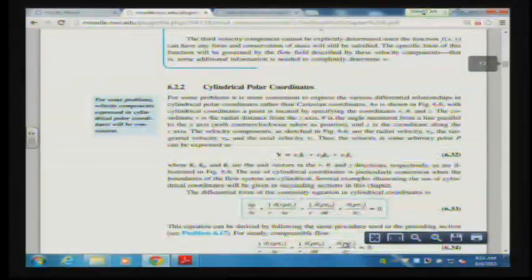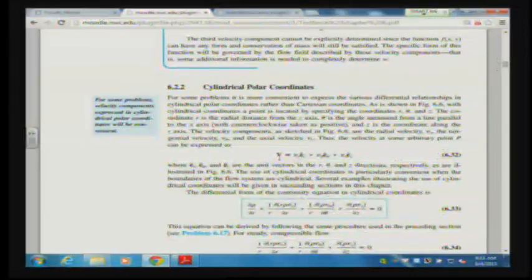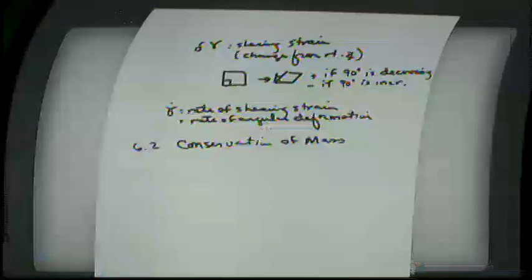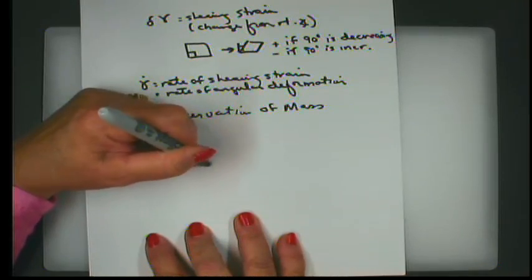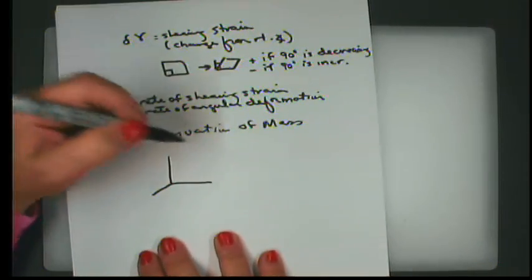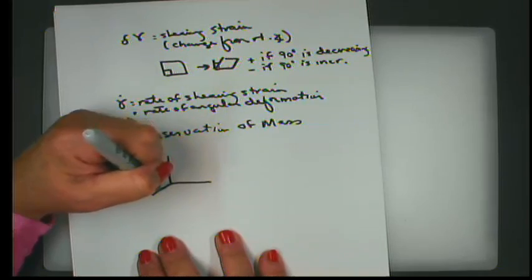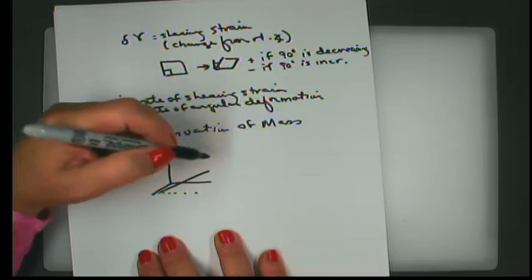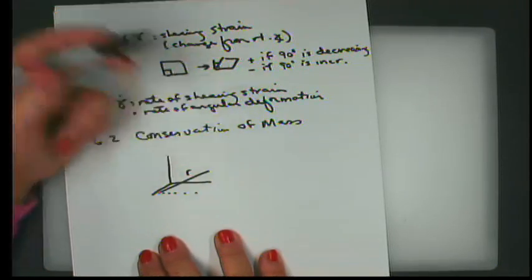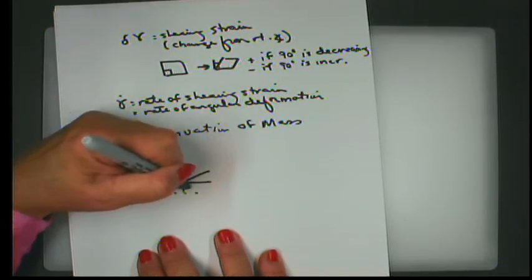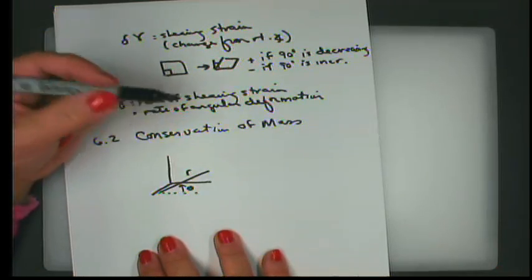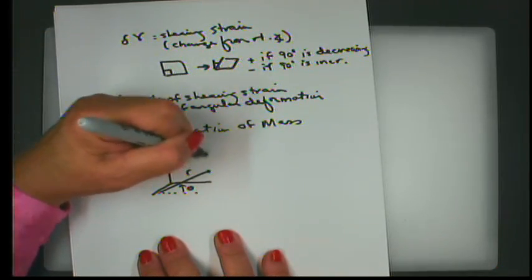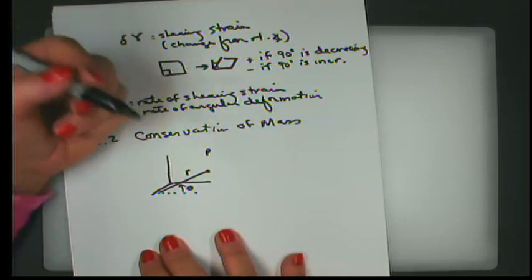All right, section 6.2.2 talks about polar coordinates. And polar coordinates, we're just going to describe this to you a little bit. Basically, the way that it works is if we have some vector r, or some direction r, at some angle theta from the origin, and we are looking at P, some point.